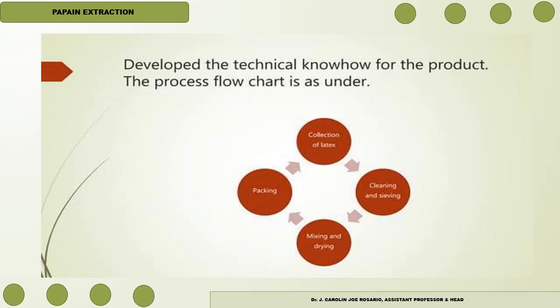From this picture, we can identify the process flowchart of papain extraction. First, the collection of latex, then cleaning and sieving of latex, then mixing and drying, then packaging. Thus, they have developed the technical flowchart for papain extraction.